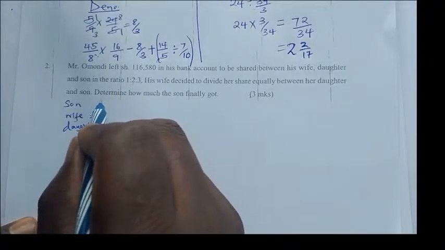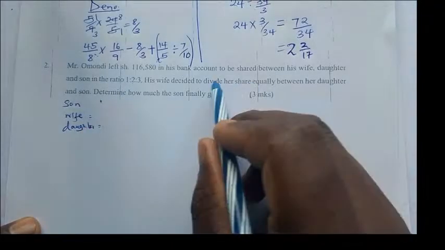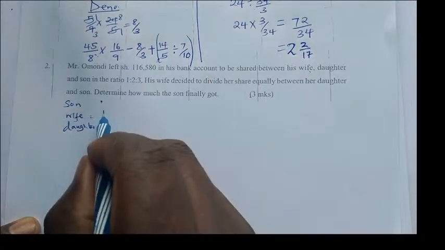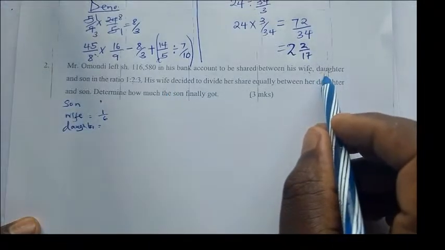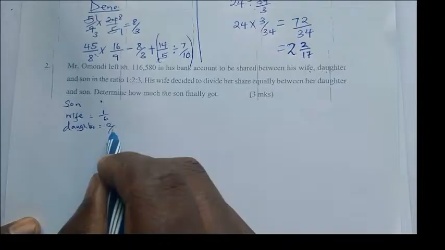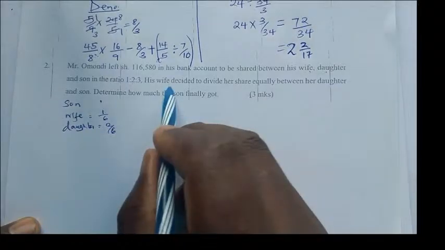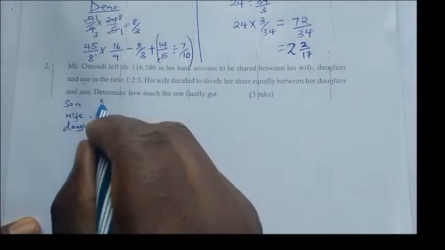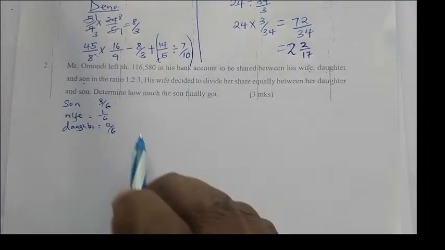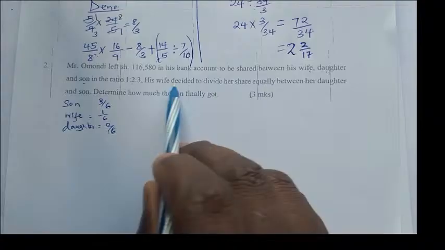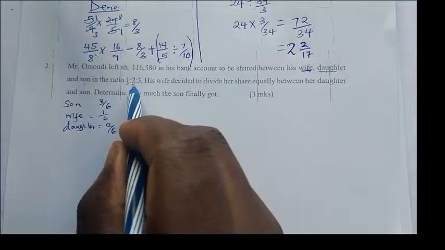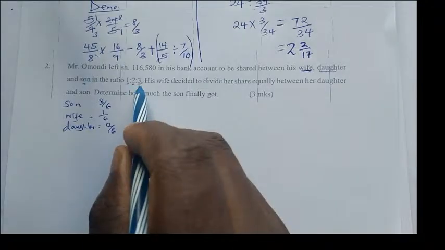So who was the first one? His bank to be shared between the wife, daughter and son. So the wife is 1/6. Daughter is the second one, which is 2/6. And then lastly, the son, it is 3/6. Because it is starting with the wife, the first one is for the wife, daughter second, son the last one, 3 stands for the son, because this is respectively.